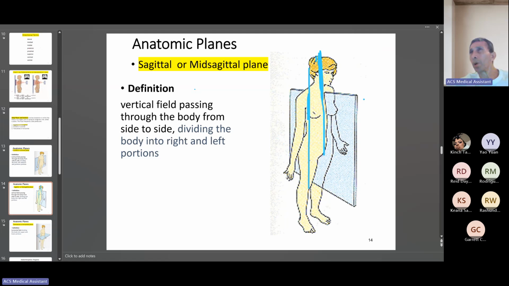So forget about an imaginary line passing here. No, this is dividing the body, see, into right and left portions or sections. It can be equal sections or just dividing the body in two sides. Remember, it has to be right and left, because we're going to have another one that is superior and inferior, and another one that is front and back.